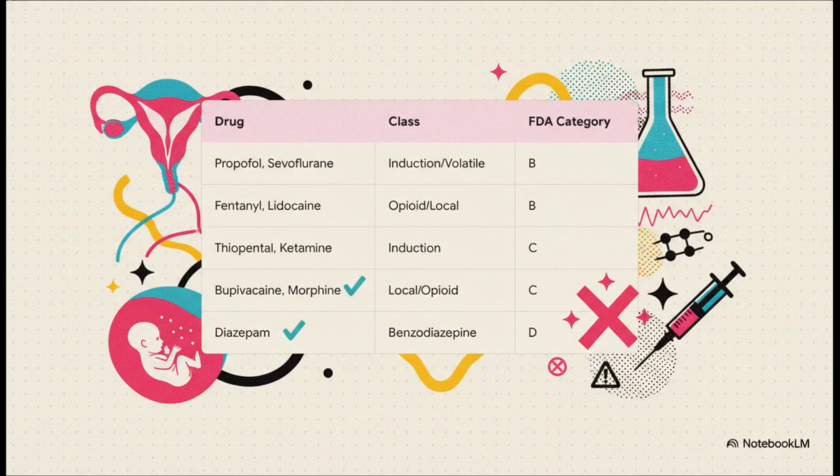Choosing our drugs is another key part of the puzzle. This table is a really practical guide. Now, while no anesthetic agent has been definitively proven to be teratogenic in humans at the doses we use, we definitely have our favorites, drugs with a long track record of safety.